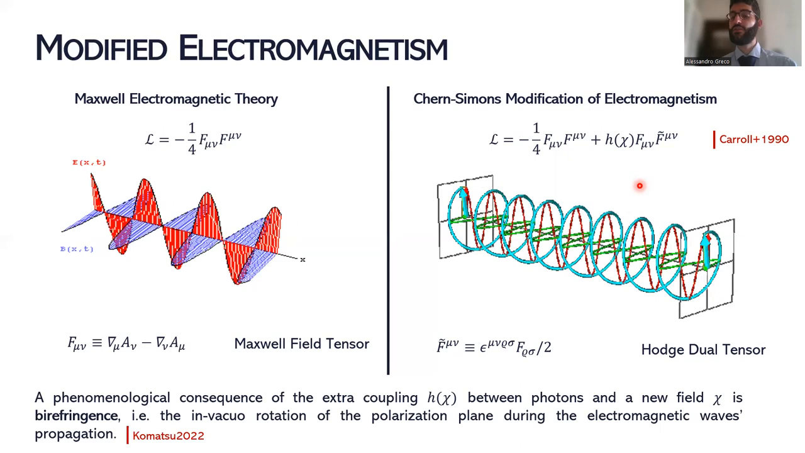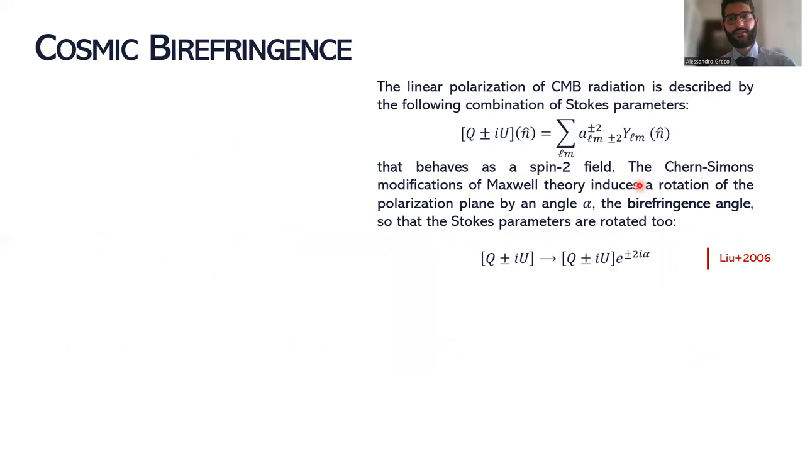So it is related also to cosmology because, for example, the electromagnetic waves describing photons emitted at the CMB are affected by this eventual phenomenon, because the linear polarization of CMB radiation is described by this linear combination of Stokes parameters that are in turn related to E modes and B modes. And it behaves as a spin-2 field.